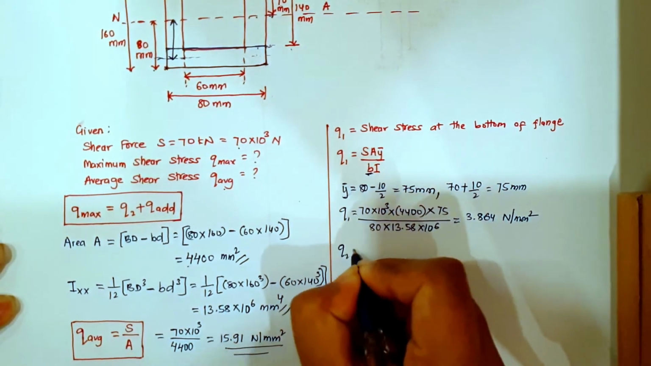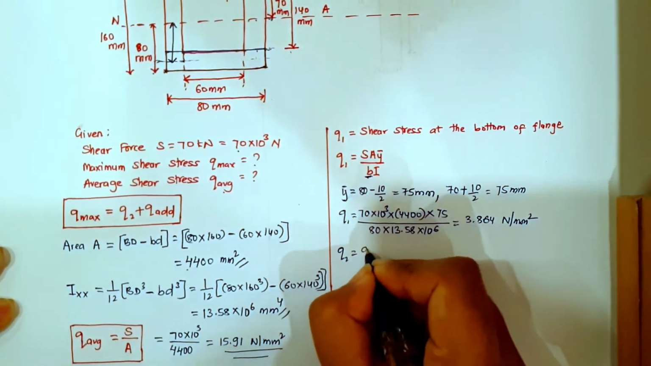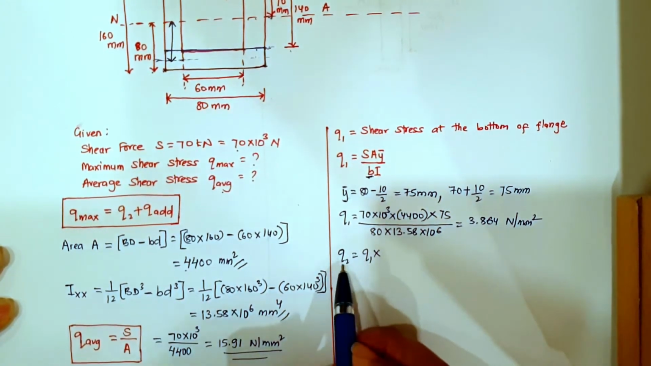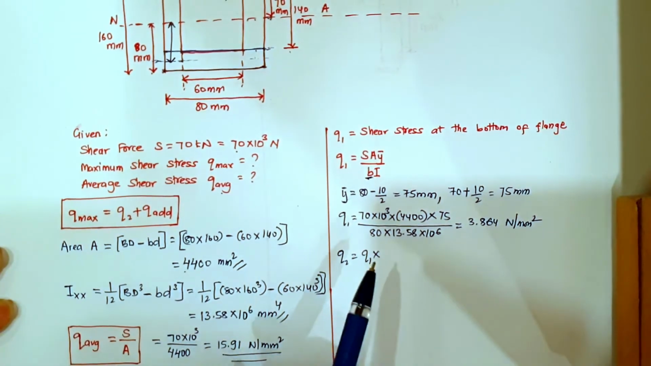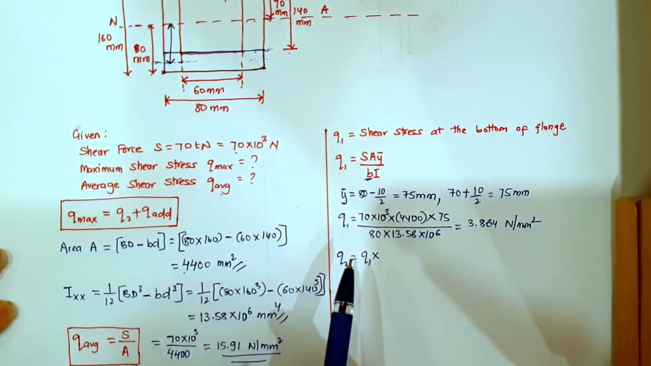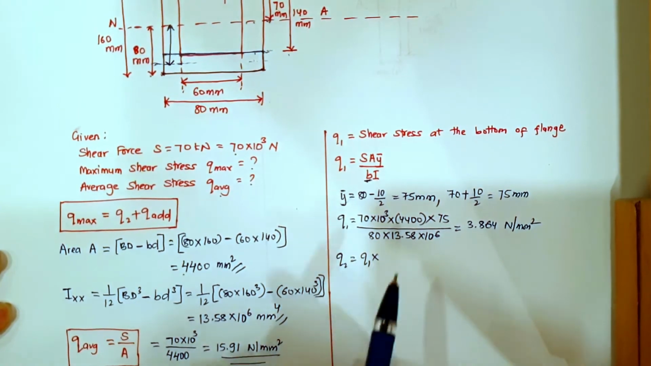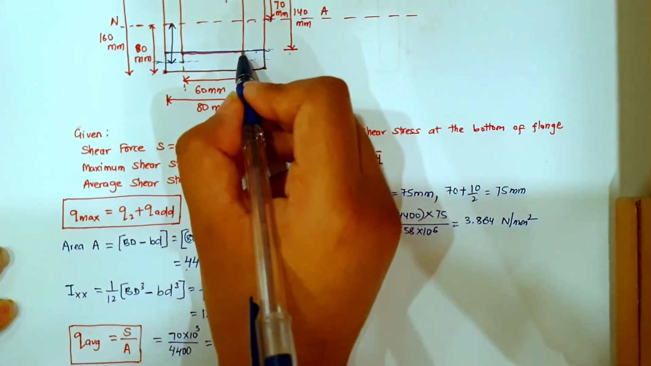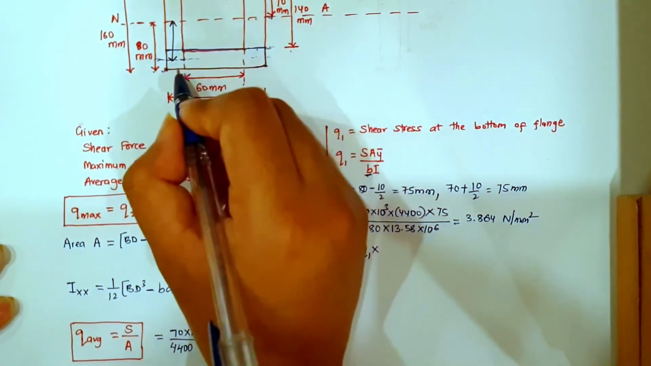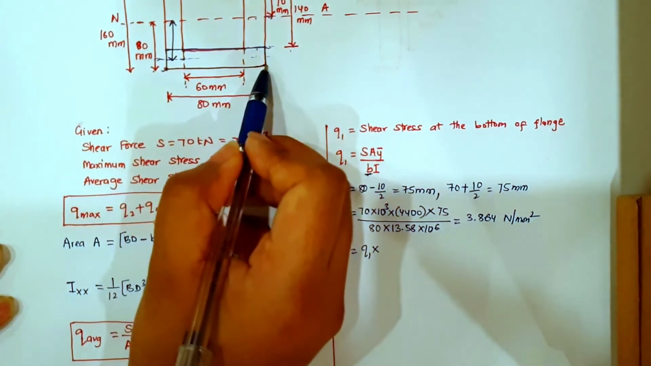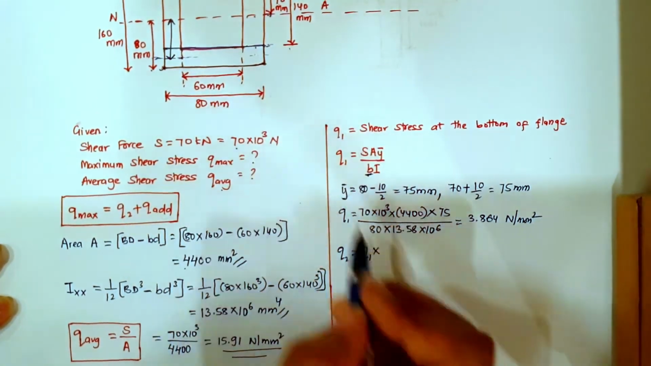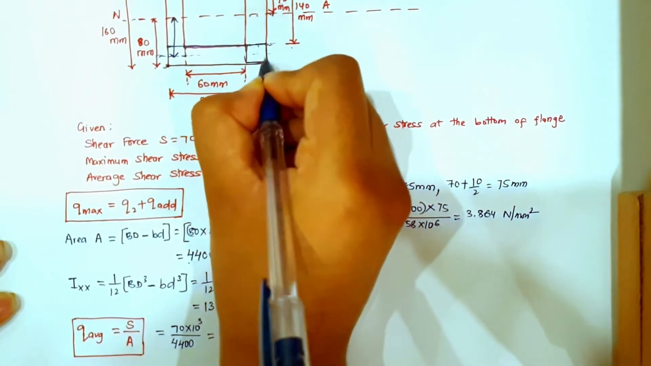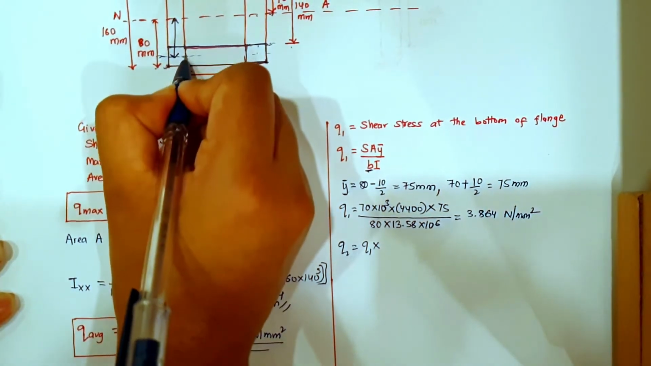Now from here Q2 will be equal to Q1 times... now what is Q2? Q2 is the shear stress at the bottom of the flange by taking the width. Now this shear stress is at this bottom only, but the width we are taking is different. For Q1 we took the full width from here to here. Now for Q2 we will take only this much width, this much and this much.